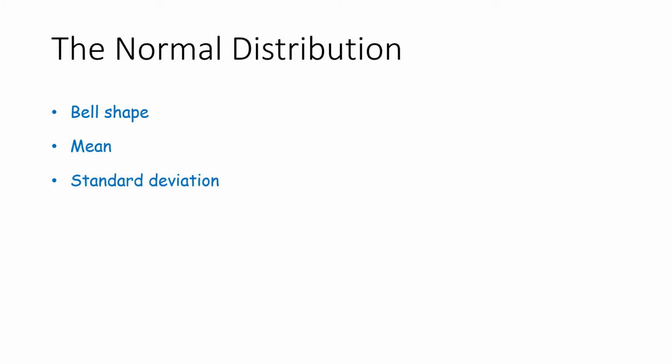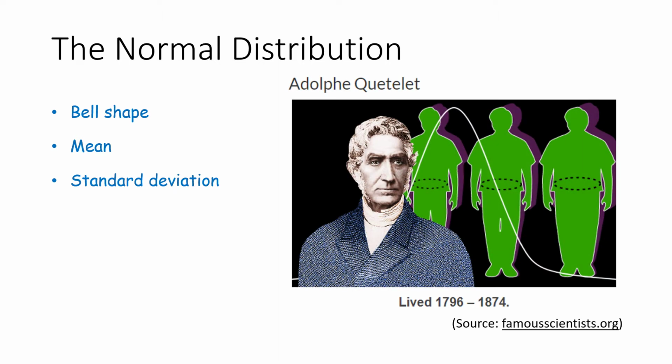Here's an interesting historical note. Using data taken from French and Scottish soldiers, the Belgian social scientist Adolphe Quetelet realized in the 1830s that human characteristics such as height and chest circumference are normally distributed. This observation led him to coin the term the average man.